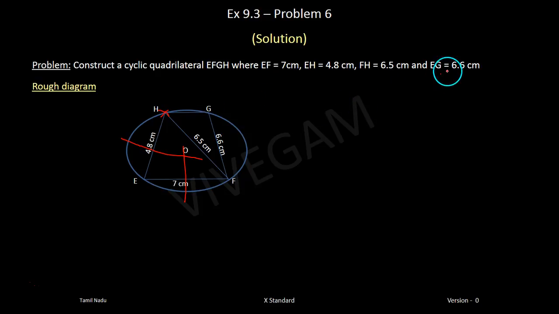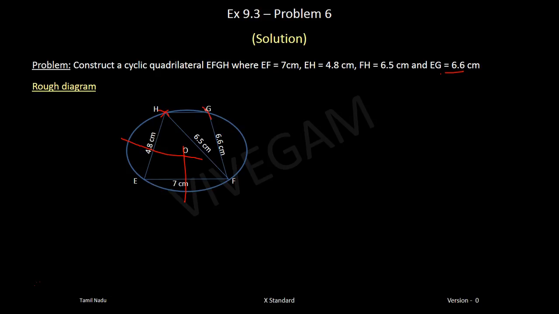What else is given? EG is 6.6 cm. EG is 6.6 cm. So with E as a center, the 6.6 centimeters as the radius, draw an arc cutting the circle. Then that point is G. Thereafter you can join FG and HG. That's where you'll be able to get the quadrilateral.